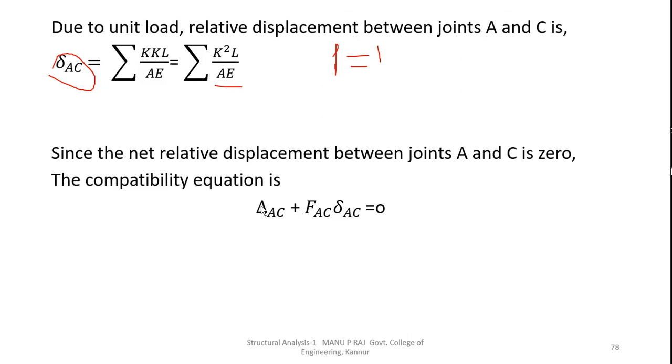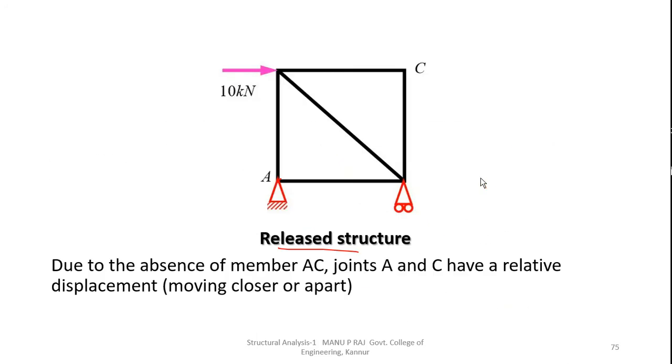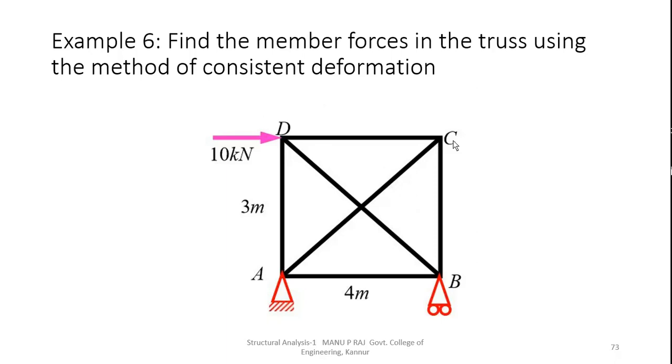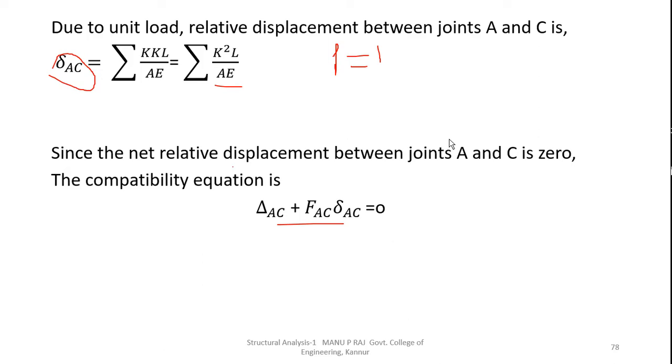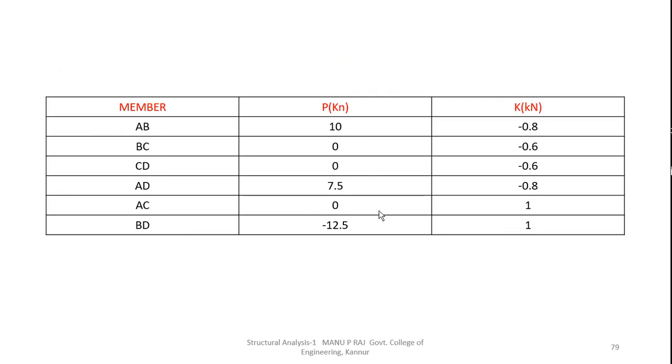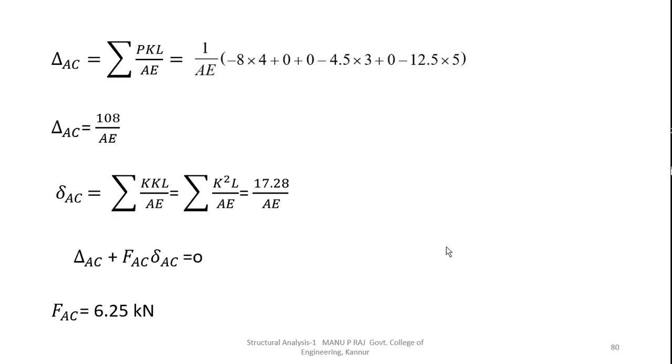Now the compatibility equation is: since the net relative displacement between A and C is 0, because actually there is a member AC, the net relative displacement will be 0. So the compatibility equation is capital delta AC, meaning deflection without AC, plus FAC into small delta AC, meaning deflection due to this force FAC, equal to 0. Tabulate the results, and you will get these values.